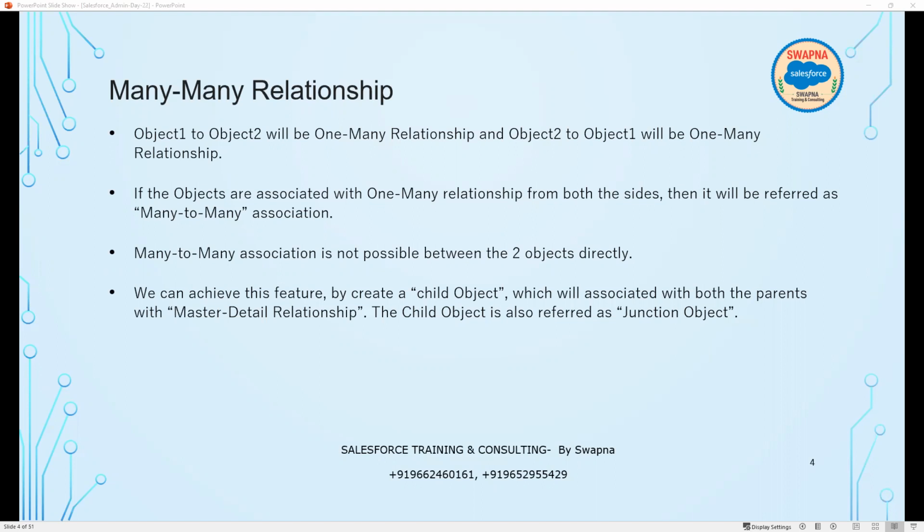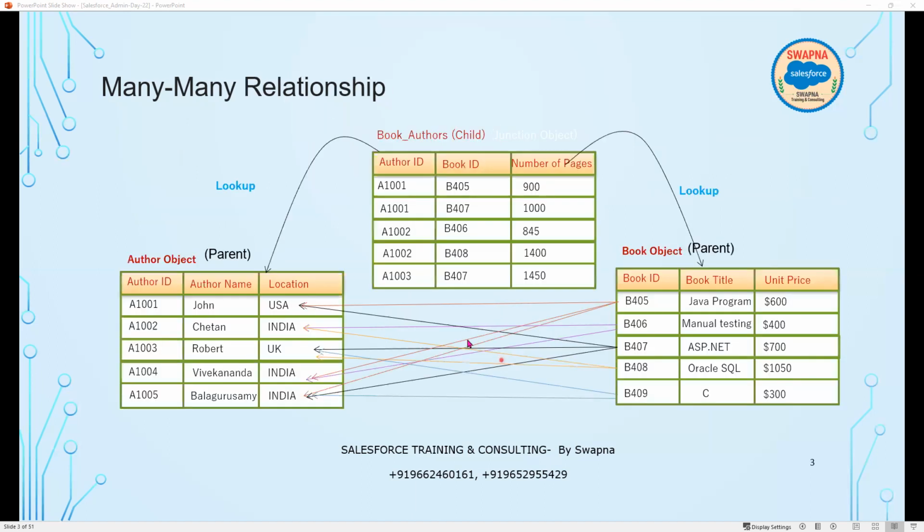If you want to achieve a many-to-many relationship between the two objects, then we have to go for another object called a child object, which will be associated with both the parents with a master-detail relationship or a lookup relationship. We will go for a lookup relationship. This is a homework. Will you be able to implement a lookup relationship or master-detail relationship? Here I said lookup, right? So, will you be able to create this lookup field?